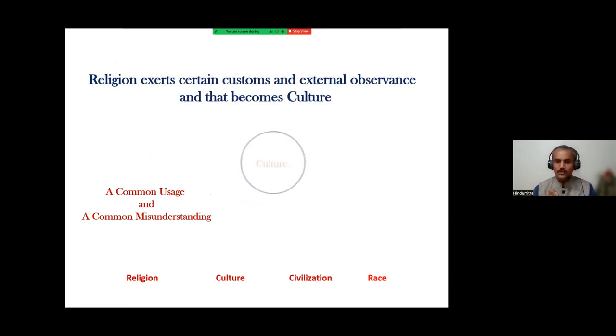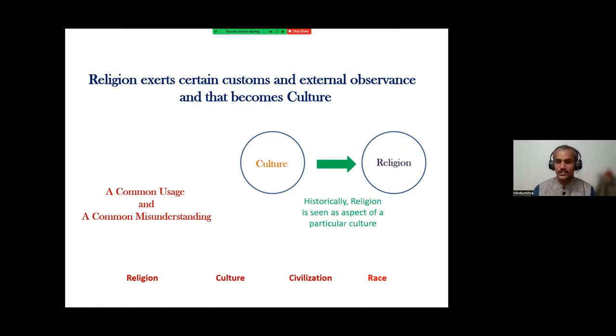The point is, long back, before the 18th century, it was always believed that religion exerts certain customs and external observances that become a culture. So historically, religion is seen as an aspect of a particular culture. For example, we say desert cultures or Middle Eastern cultures created Abrahamic religion. So the conditions, environment, and behavior of those people created a certain kind of religions, for example, Judaism or Christianity or Islam. So the culture of that place creates religions, not the other way around.